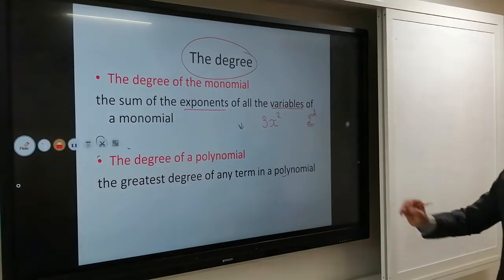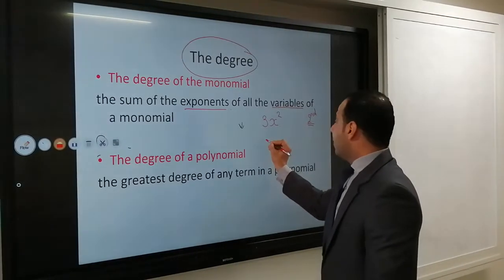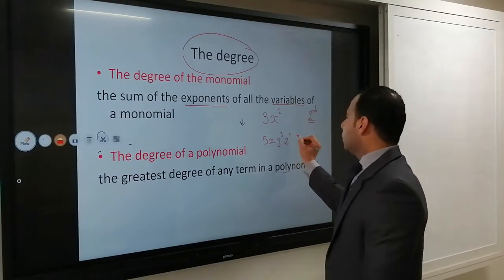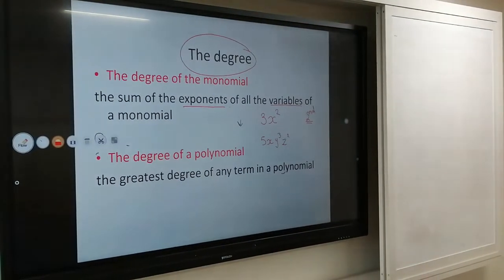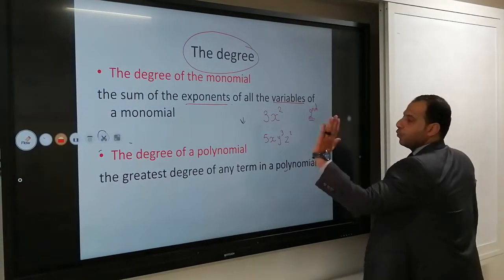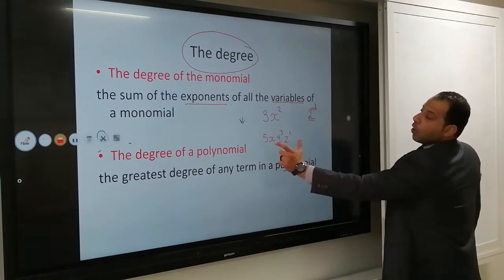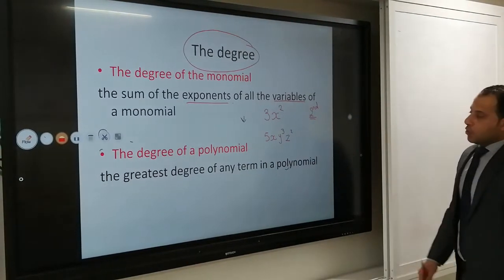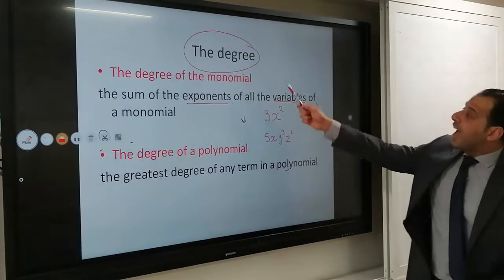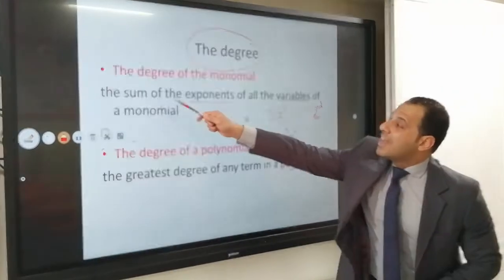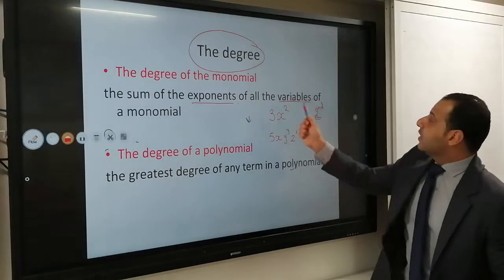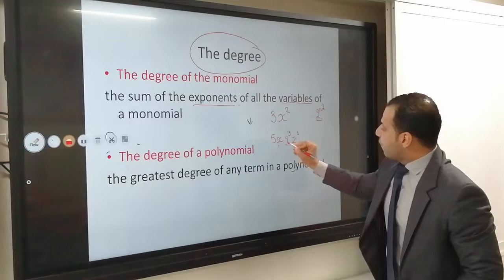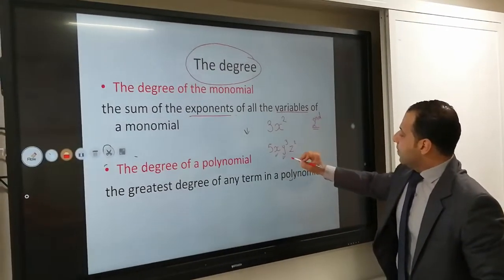Okay, let's take another example. 5xy to the power 3 z to the power 2. What is the degree of this monomial? This is a monomial because if you don't have any plus or minus, and we have a product of a number and variables, it's called a monomial. I need to find the degree. The degree is the sum, so I must add the powers of the variables. This is the first variable, the second variable, and the third variable.